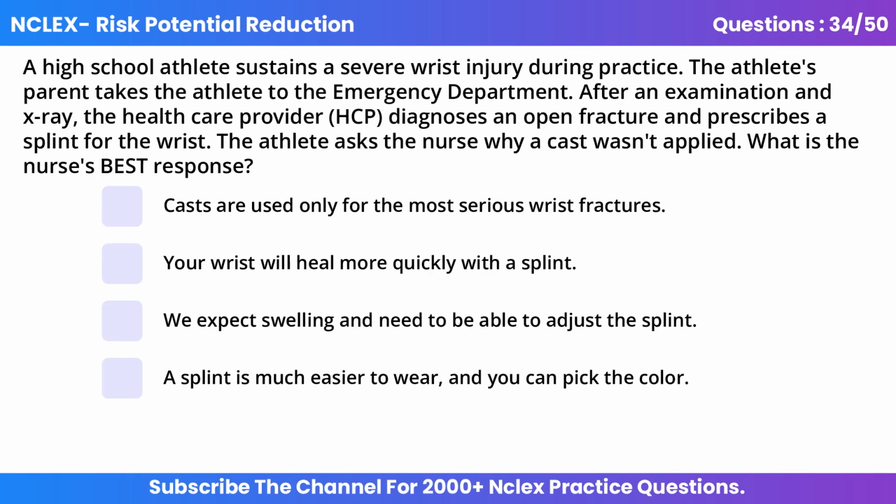Question 34. A high school athlete sustains a severe wrist injury during practice. The athlete's parent takes the athlete to the emergency department. After an examination and X-ray, the healthcare provider, HCP, diagnoses an open fracture and prescribes a splint for the wrist. The athlete asks the nurse why a cast wasn't applied. What is the nurse's best response?